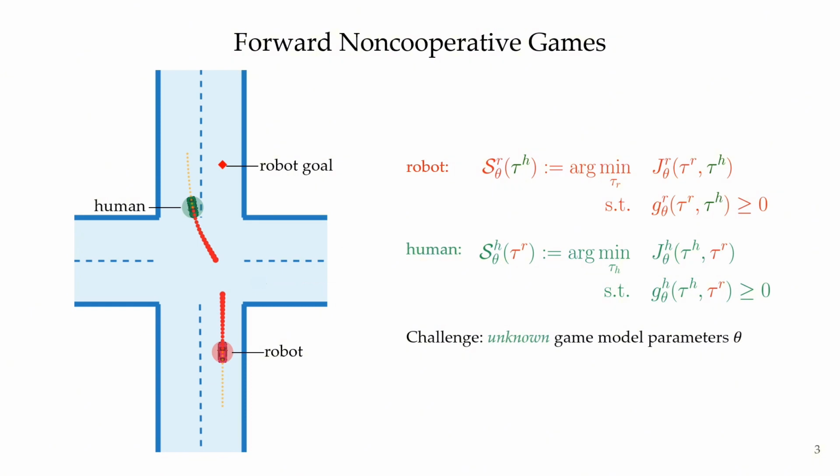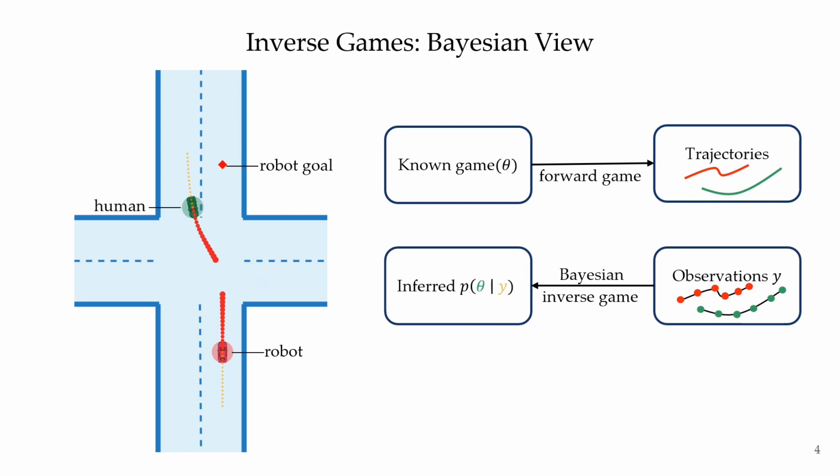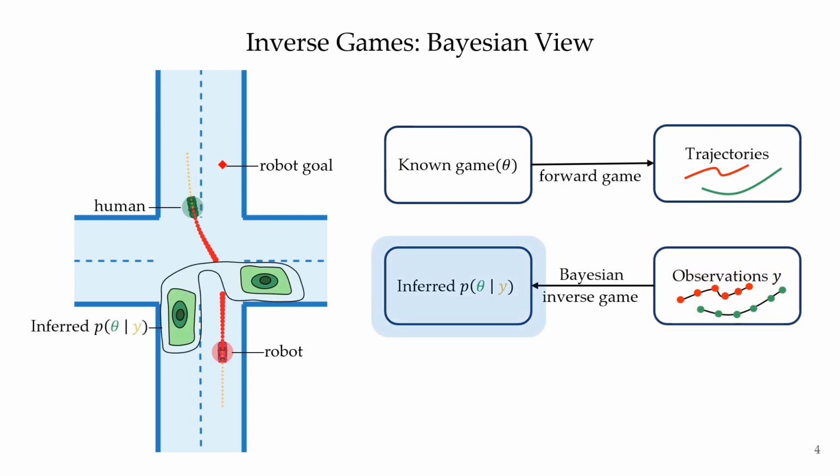However, complete game models are often not available in real-world scenarios. For example, at the intersection, the robot may not know the human's goal. In this work, we solve the inverse game problem in a Bayesian framework to infer the posterior distribution over unknown game parameters from observed behavior. The inferred posterior can be used to inform downstream tasks, such as forecasting human trajectory distributions or uncertainty-aware game-theoretic planning.